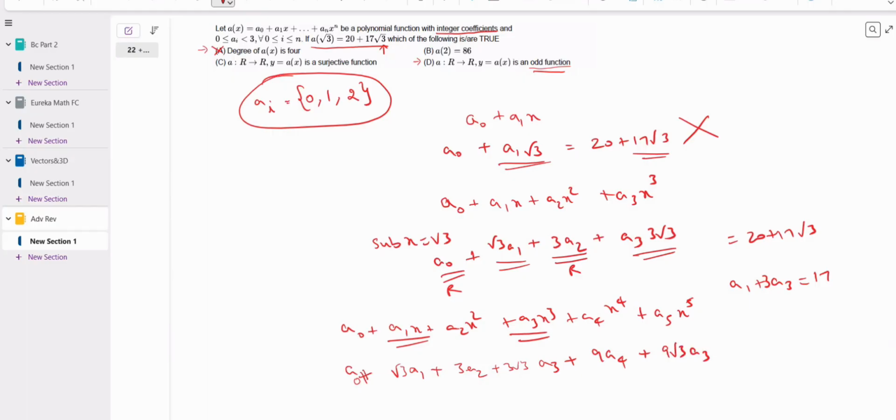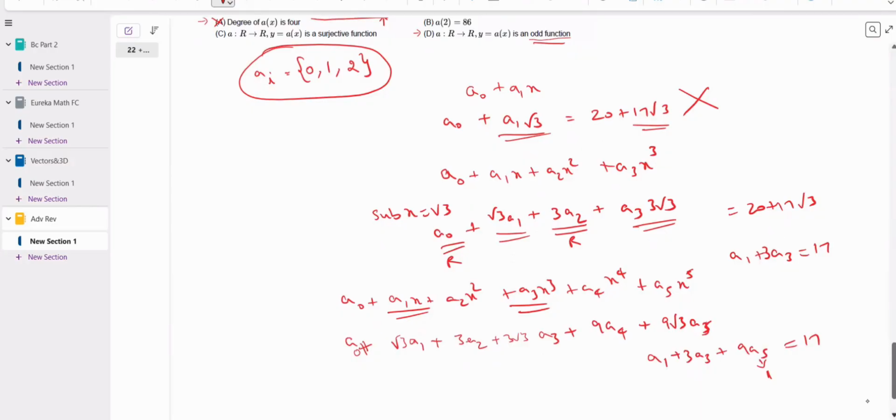Yeah. So if I add all the root 3 terms coefficient, I'll be getting a1 plus 3a3 plus 9a5 becoming equal to 17. This seems manageable to be achieved. I can keep a5 to be 1, so that's giving me 9. And I can keep a3 to be 2, sir. So 9 plus 6, 15 will come and this can be kept 2.